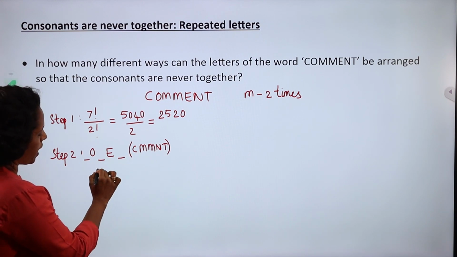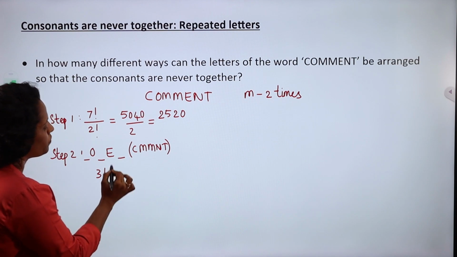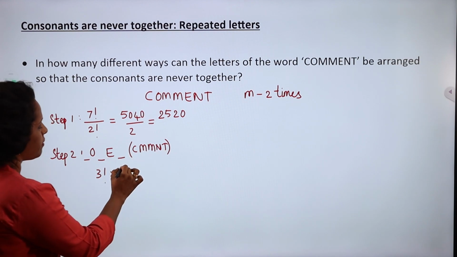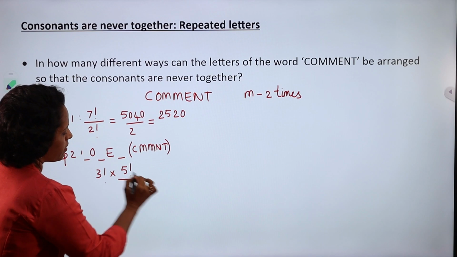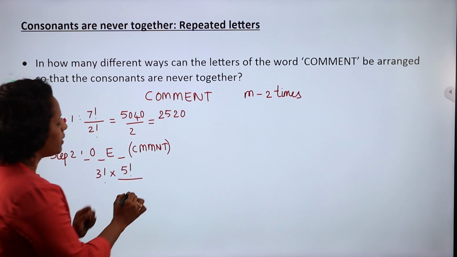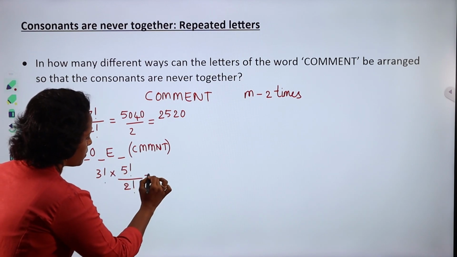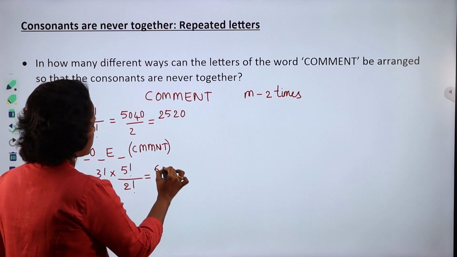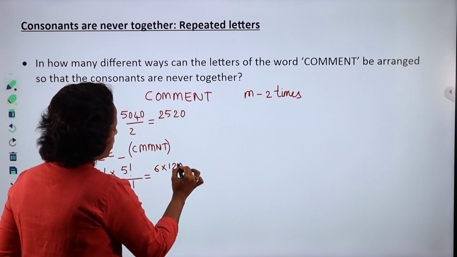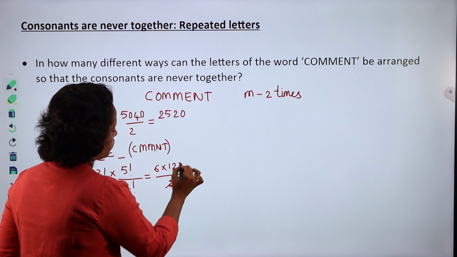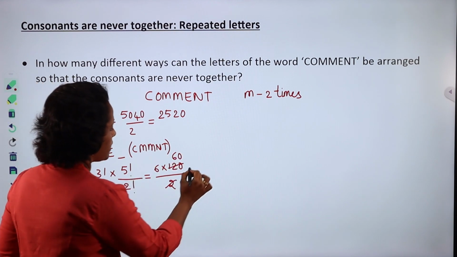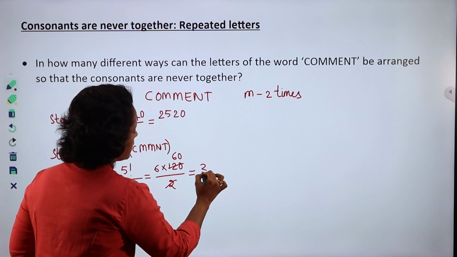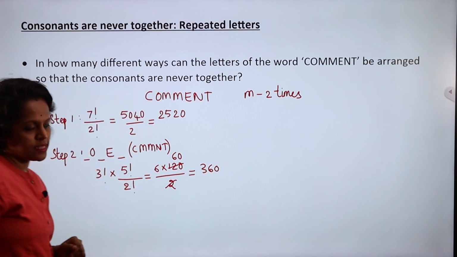So 3 factorial ways into, now 1, 2, 3, 4, 5, 5 letters can be arranged themselves in 5 factorial ways divided by 2 factorial, because M is repeated twice. Now 3 factorial is 6, 5 factorial is 120, this is 2. 2 cancels 120 in 60 times, 60 into 6 is 360.